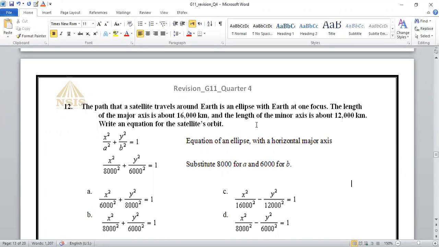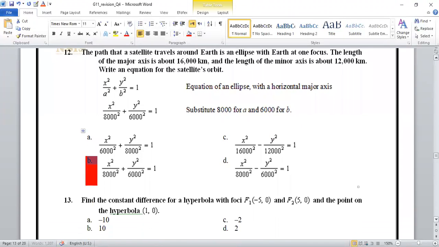And the length of the minor axis is 12,000. So 2b equals 12,000, and we can get the value of b by 12,000 over 2, or 6,000. The equation will be number B: x squared over 8,000 squared plus y squared over 6,000 squared equals 1.